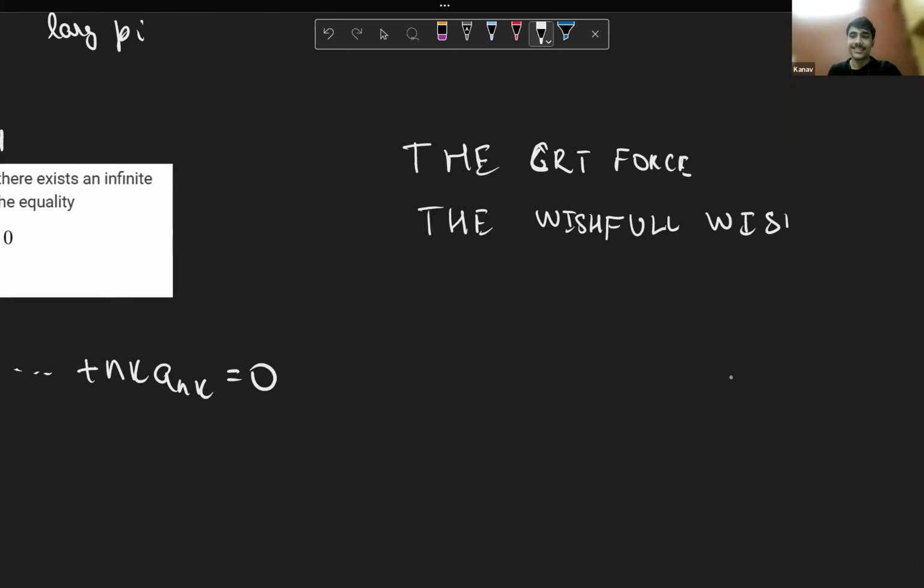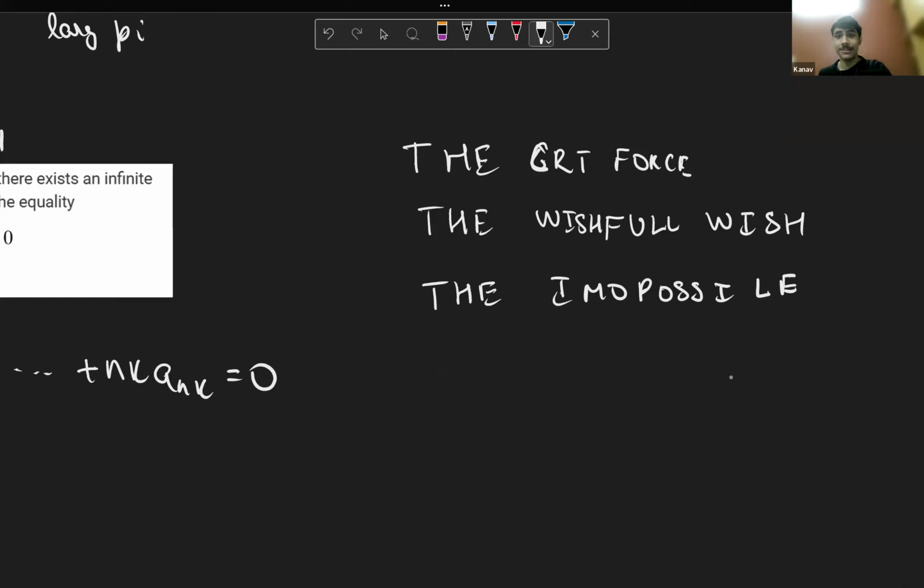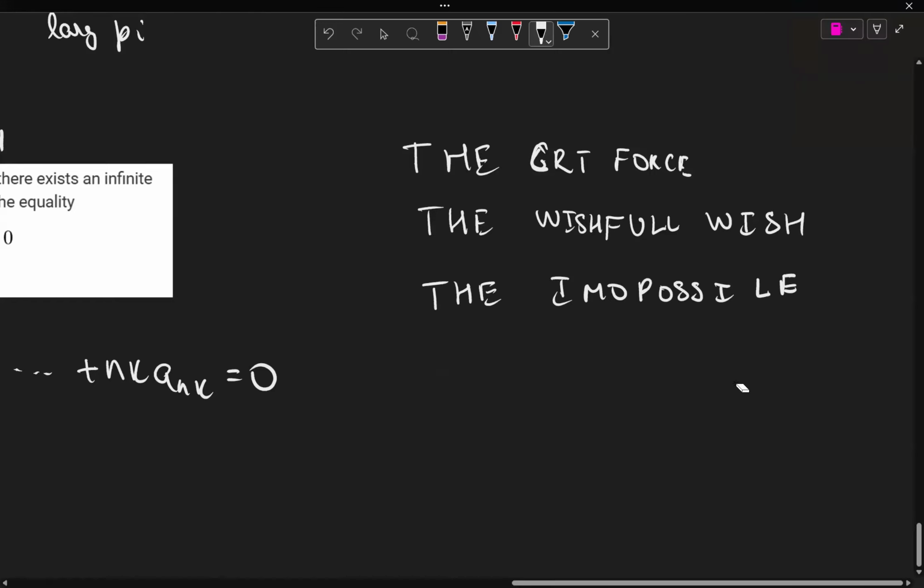And the last, the impossible. Very nice. I have a legit example for the impossible. It's a solvable problem, but I have an example.